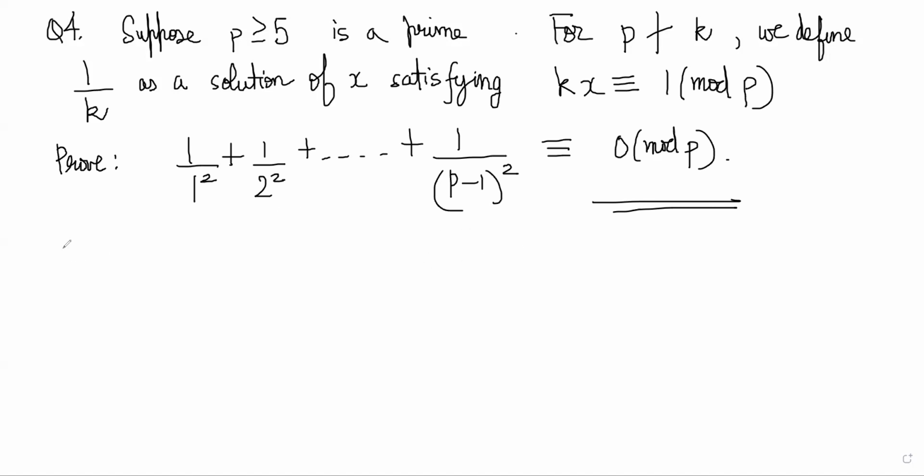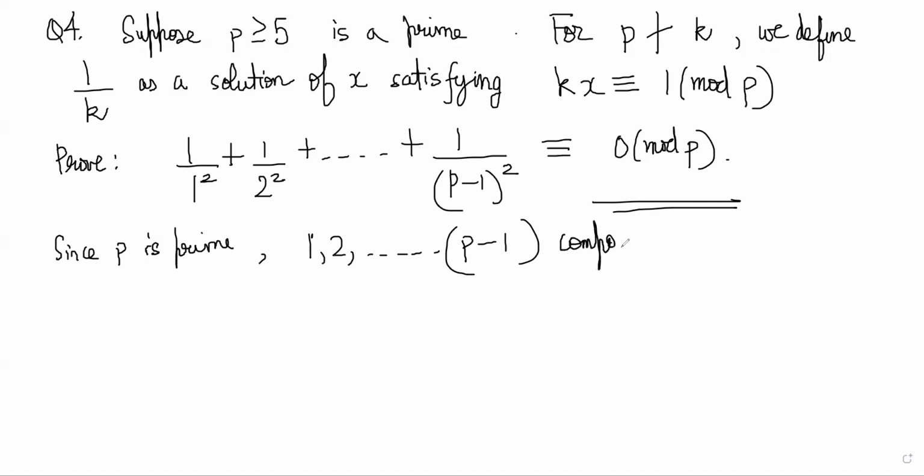Now think about it. Since p is prime, all the numbers less than p are co-prime with p. So 1, 2 till p minus 1, all of these numbers will compose a reduced residue system modulo p.